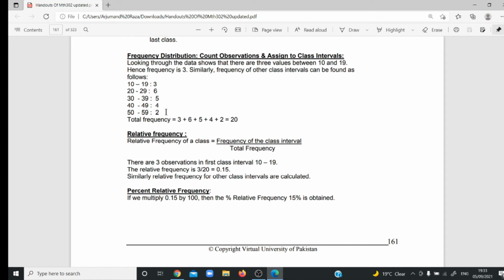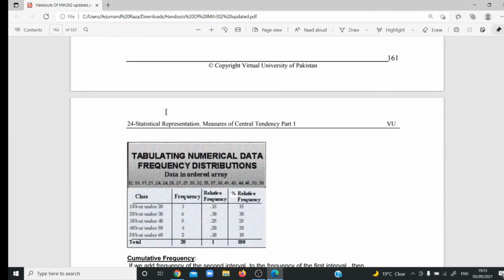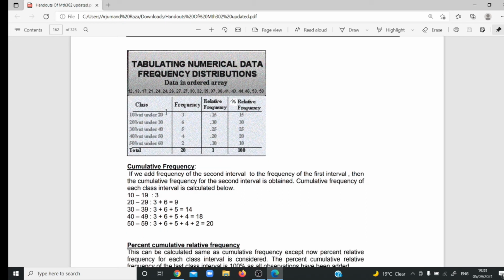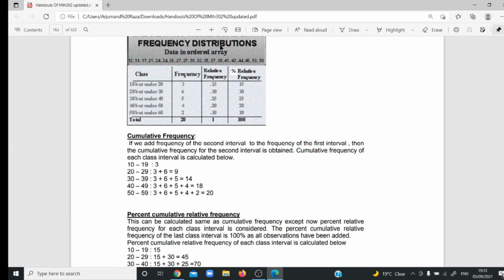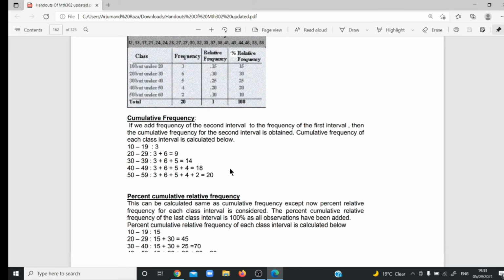Once you get the relative frequency, don't forget to change it into a percentage. The relative frequency will always be obtained in percentage. Okay, so that's the tabulating form. Tabulating numerical data, frequency distribution. This is the class they have written. So 10 but under 20, 20, this is exclusive data. They have explained it over here. This is the frequency they have given you, and the relative frequency and the percentage of relative frequency, you can just go and check from here.